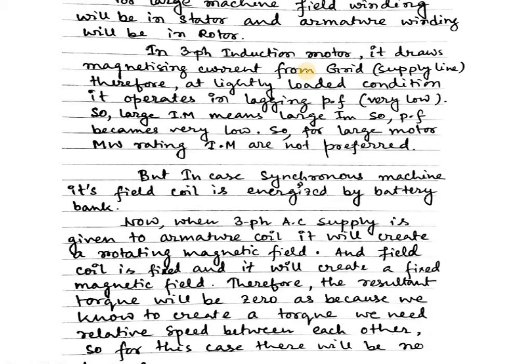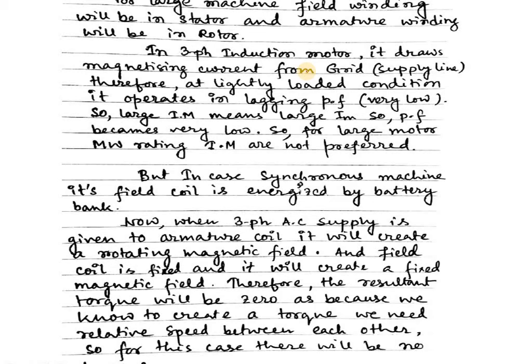So, for large motors with megawatt rating, induction motors are not preferred. You understand why induction motors are not generally taken for larger megawatt rating? Because of this lagging power factor. Because when it draws the current from the supply, the machine becomes much more lagging in nature, and due to that, for larger megawatt rating, motors are not three-phase induction motors. But in case of synchronous machine, its field coil is energized by a battery bank.